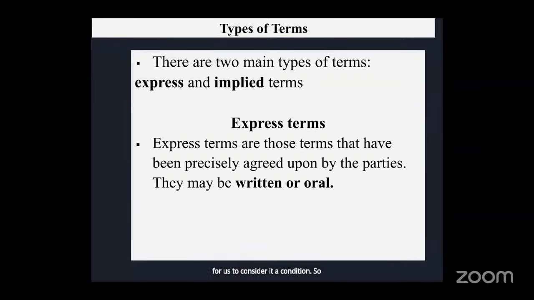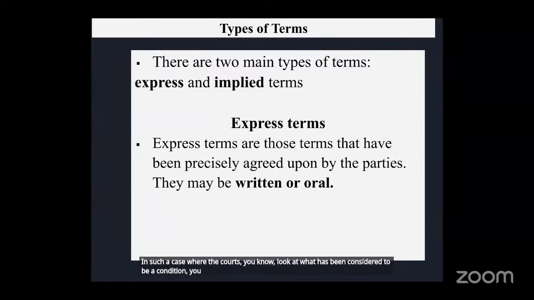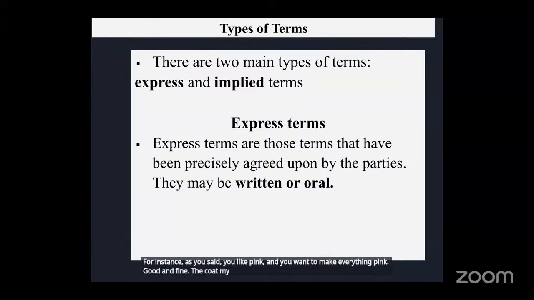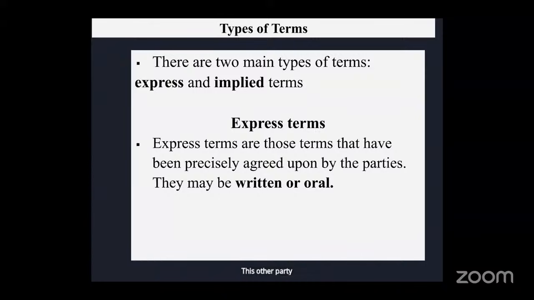So I understand your question. In such a case, the court might decide that it's not a condition simply because the court believes that money can mend it. For instance, you said you like pink and you want to make everything pink, good and fine. The court might ask itself, can this other party who breached the contract be made to pay extra money to make it pink? If it's a car and you want it all pink, it's easy to repaint the car pink. And if it's a chair or the house paint or things like that, it can be redone to be pink.